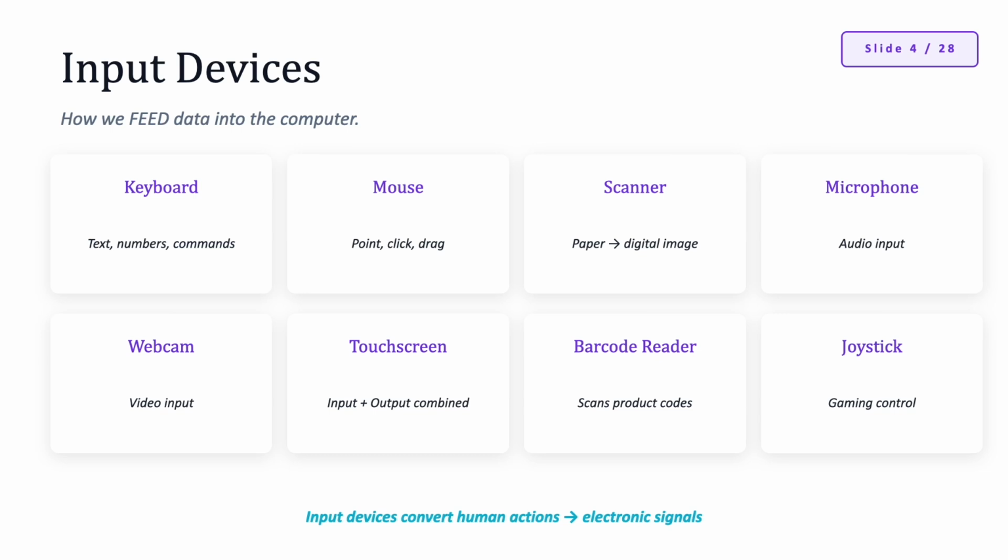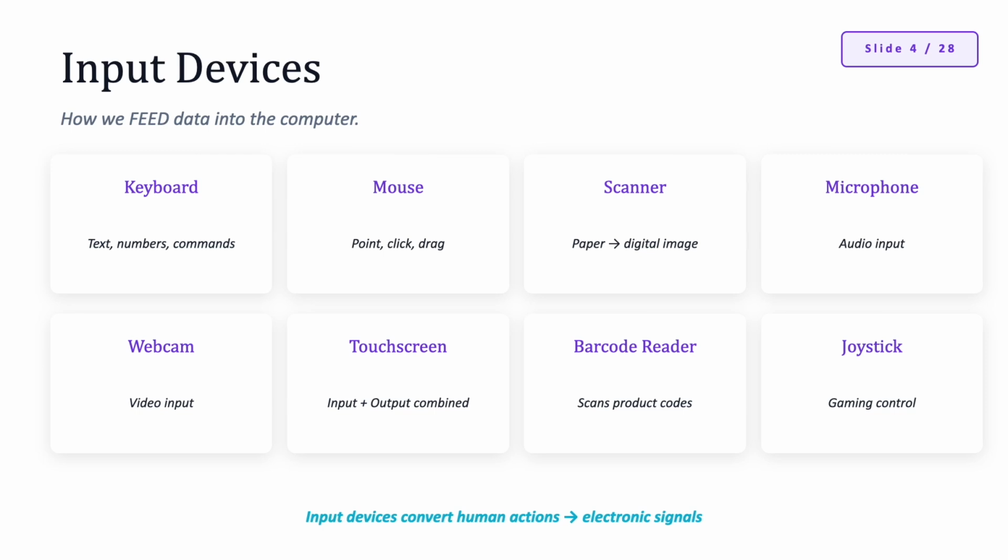The keyboard is the most common. You type text, numbers, commands. The mouse lets you point and click. A scanner converts paper documents into digital images. A microphone captures audio. A webcam captures video. A touchscreen is both input and output. A barcode reader scans product codes. A joystick is used for gaming. For your exam, know at least 8 input devices with their functions.